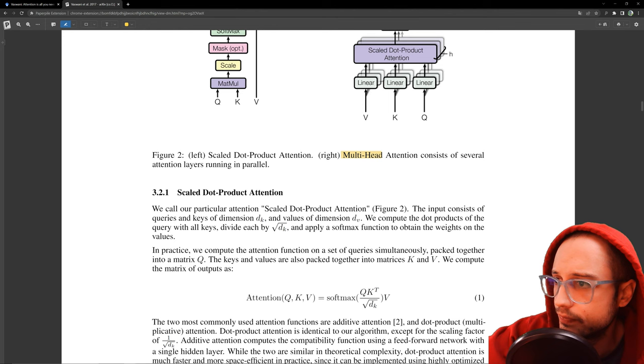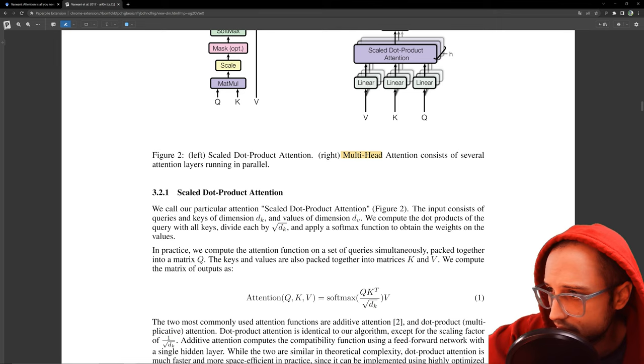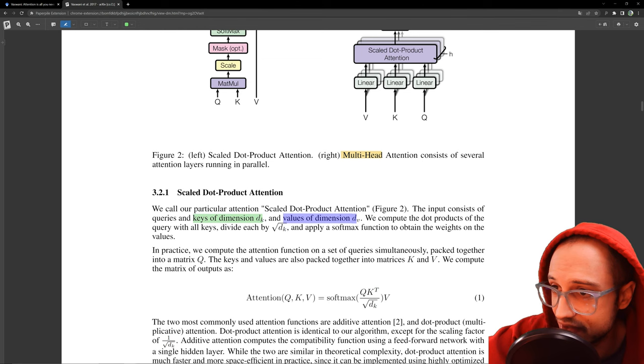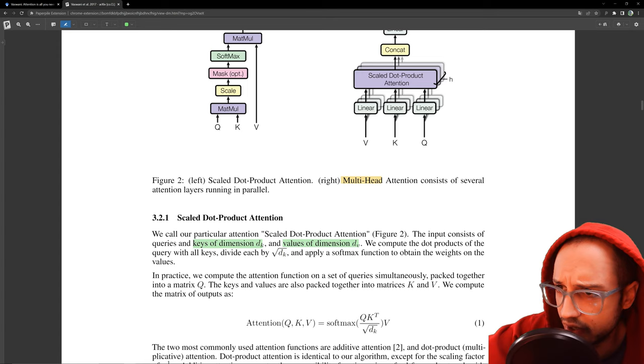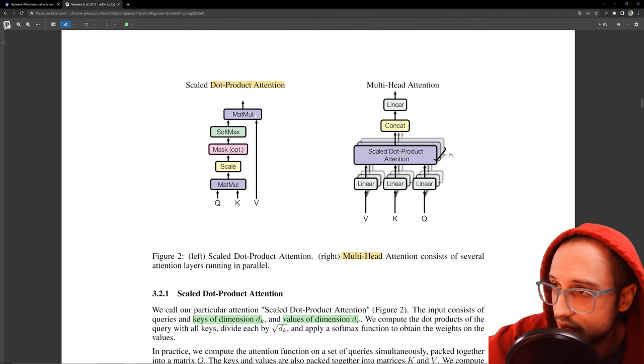Okay, so here we're going to go into the actual math definition of what this scale dot product attention is. So you have keys with dimension dk. I think green is the color that we do for math. Values with dimension dv. So this is the dimensionality of these vectors here. We compute the dot products of the queries with all the keys and divide each by the square root of dk, which is just the dimension of the keys, and apply a softmax function to obtain the weights on the values. Okay, so that's here. At the end of this paragraph here, we're basically here.